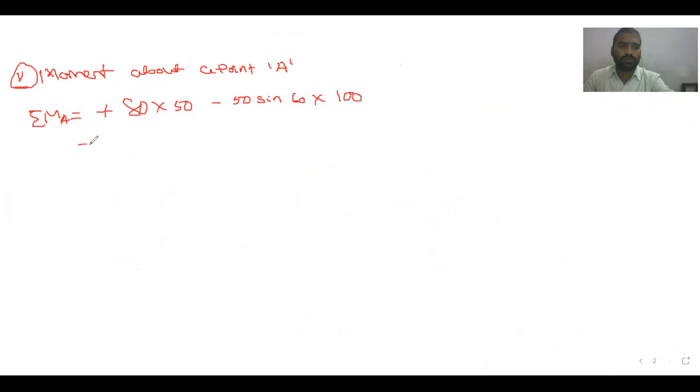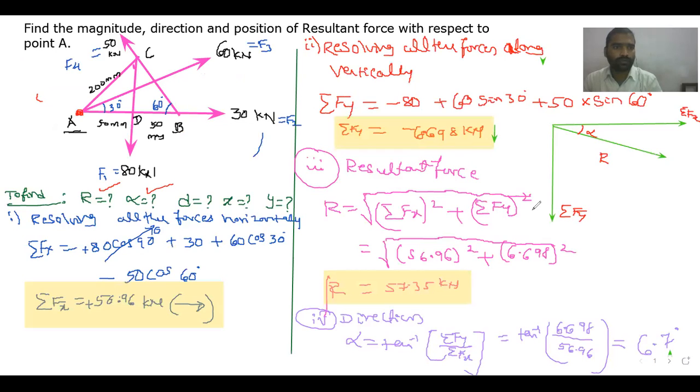So the total final answer you have to find. That is 80 into 50. No, it is wrong. If it is 200, then this is 100 and 100, not 50 and 50. Okay, so this is 100 and 100.